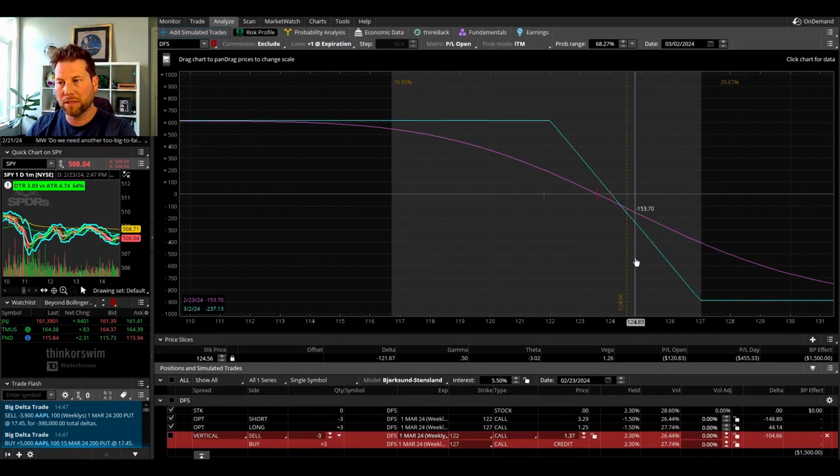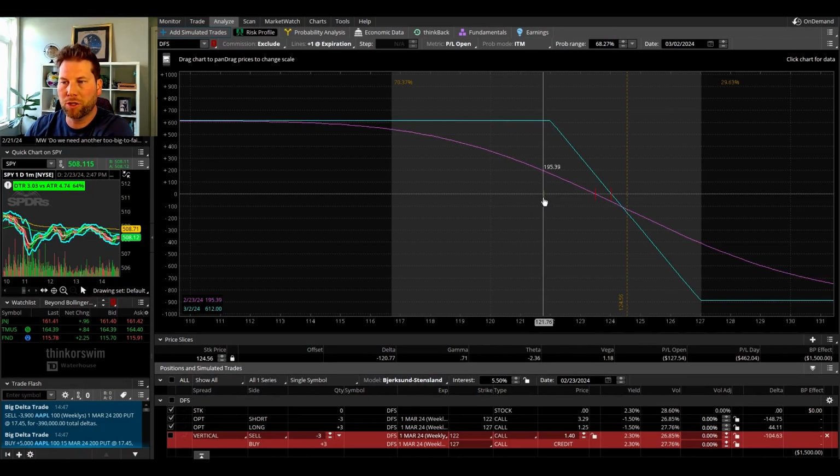If we go to the Analyze tab, the blue line is going to show me end expiry profit and loss. So you can see down here, as long as the stock is basically where it is right now and all the way down, I'll make $612 by March 1st. That's just next week. So literally by next week, I could make $600 on this trade.